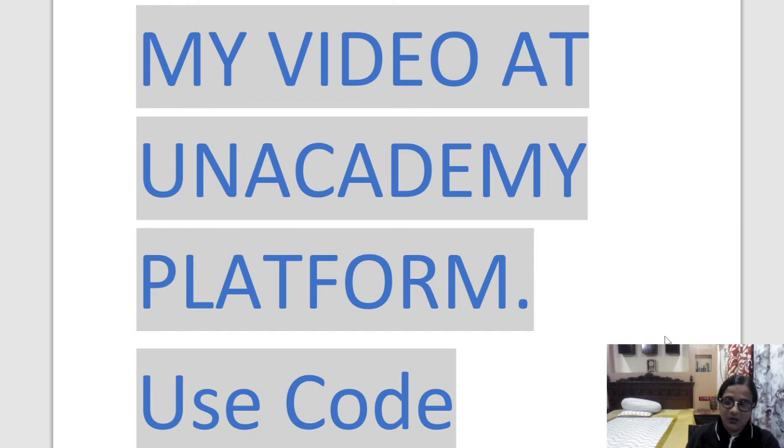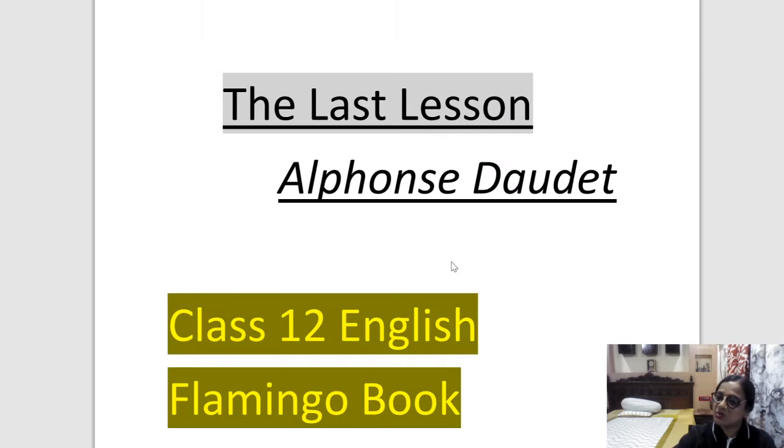All right? Okay, students. Now let us start the story. Which story am I going to do? The last lesson, which is perhaps the first lesson of the book, Flamingo book of class 12. What is the name of the lesson? The last lesson by Alphonse Daudet. So this is a French story. Alphonse Daudet is a French writer.